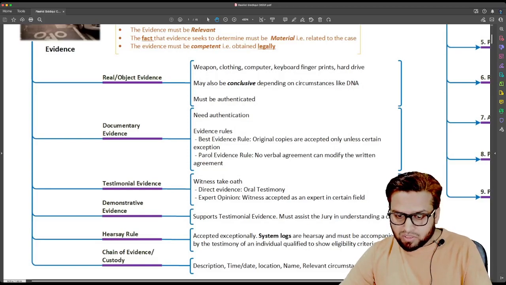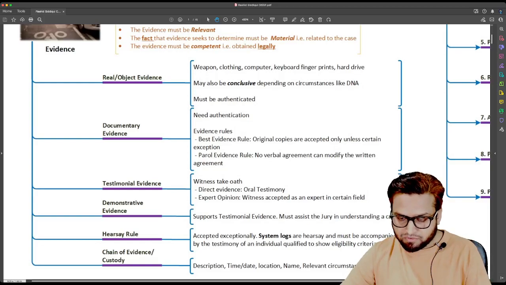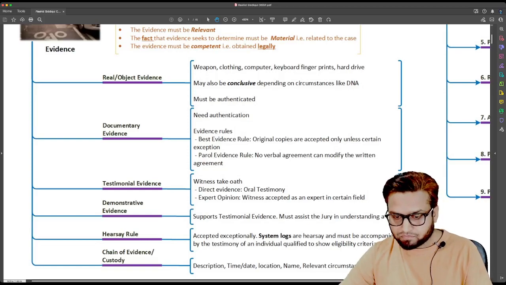Now there is testimonial evidence. Testimonial evidence is very important. If someone has seen something happening, they can testify to it. So the testimonial evidence could be direct evidence. Someone can go and testify. The testification process is by taking an oath, and that is legally accepted evidence, basically.